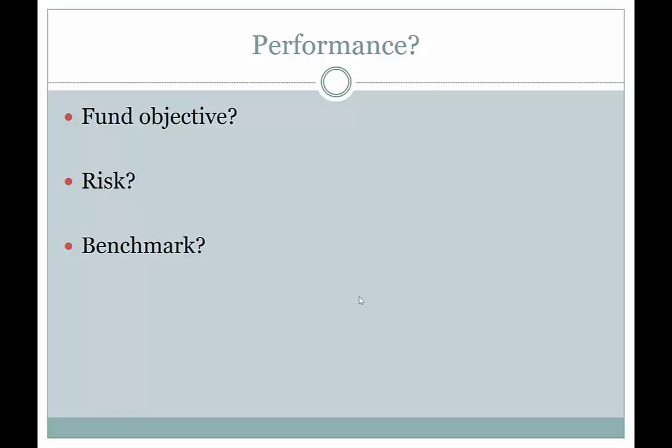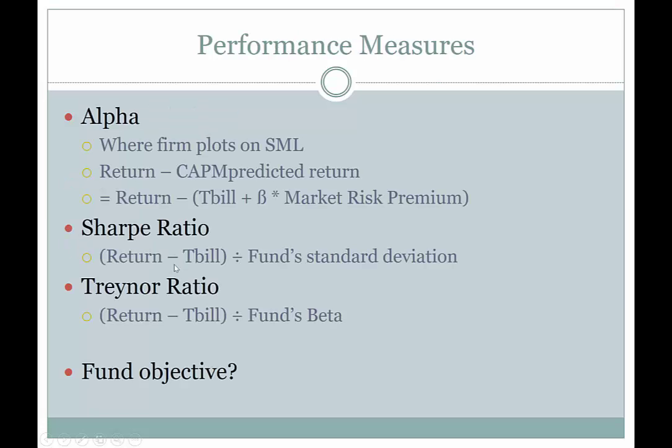That if they're invested in the S&P 500, they're taking a risk similar to the level of risk that the S&P 500 gives me. And then what's the benchmark? I want to measure them against a benchmark that's a fair benchmark given the objective of the fund. So performance measures that we use are alpha, Sharpe ratio, and Treynor ratio.